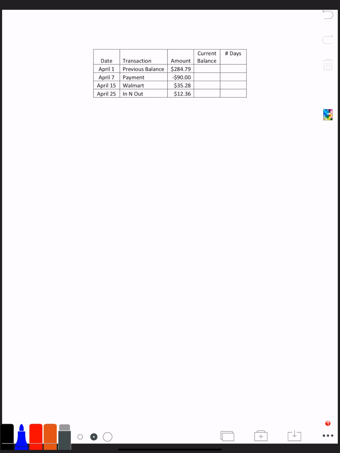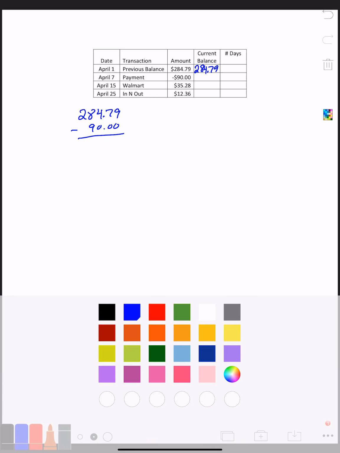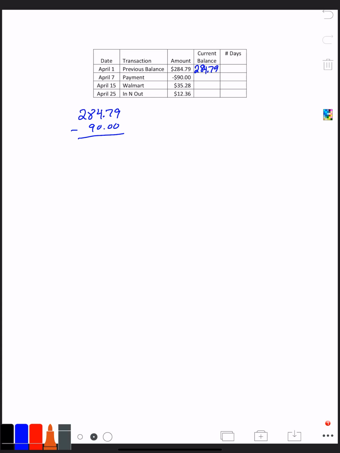So the idea is you start out by saying, okay, on April 1st here, the previous balance is what's carried over. So at the beginning of the month, you are going to owe $284.79. Then on April 7th, you're going to make a payment of $90. So you take your $284.79, you subtract your $90 payment, and then we are going to get a new balance of $194.79.